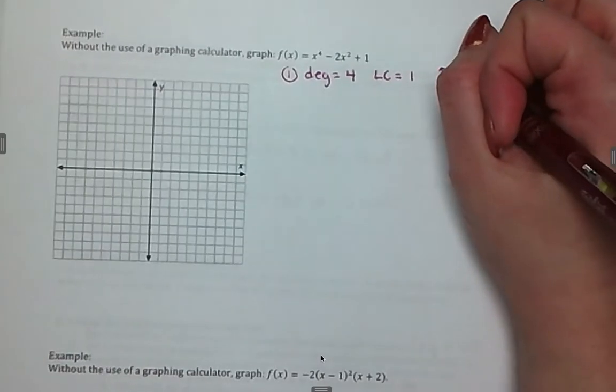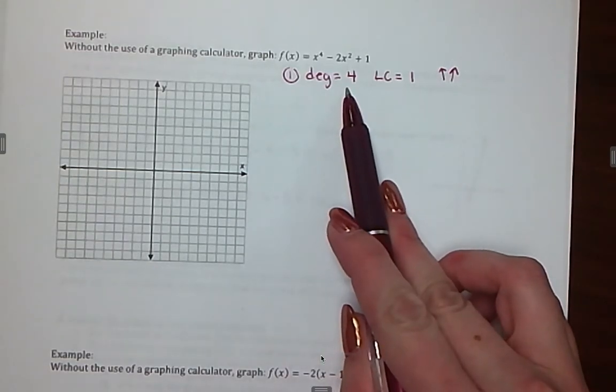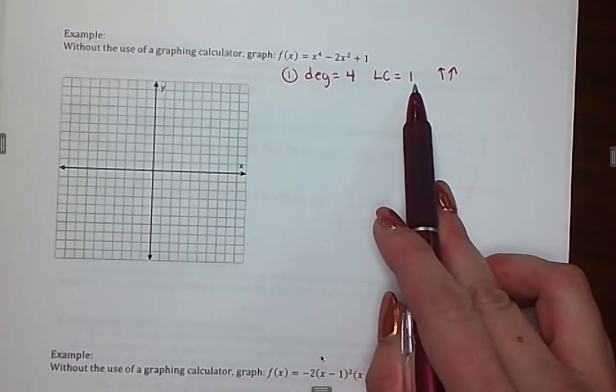Up, up. Up, up. So since it's even, we know they're both facing the same direction. And since it's positive, they're both going up.